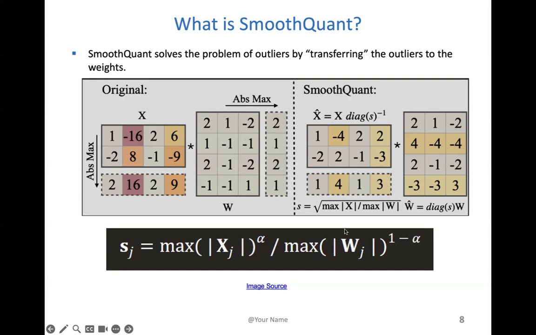However, using this method, we're basically transferring all the outliers from the activation to the weights, which is not always what we want to do, especially if the outliers are not as impactful. Therefore, the paper introduced a parameter called alpha, which basically tells us how much of those outliers we want to transfer. And it's a hyperparameter that we can experiment with.